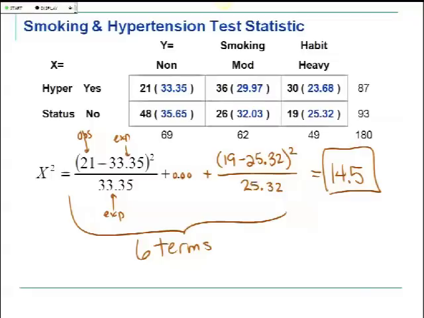Now you might have to calculate one chi-squared test statistic on the exam, but I won't have you do all three. Maybe you'll have output for one of them, so you just have to pull it out and use it to make your decision. Here's our 14.5, and before we find the p-value, we're going to use that frame of reference one more time.